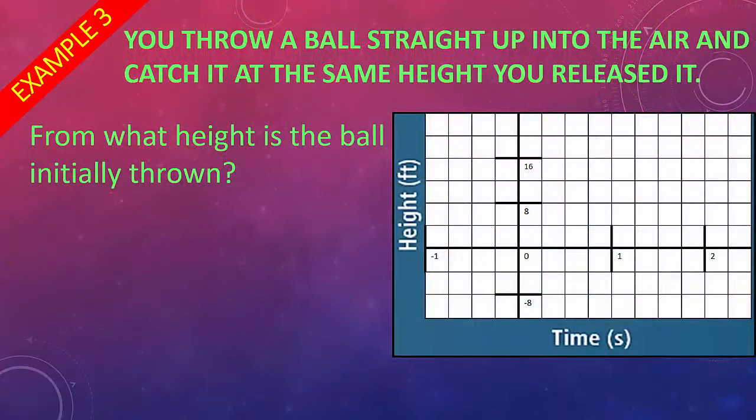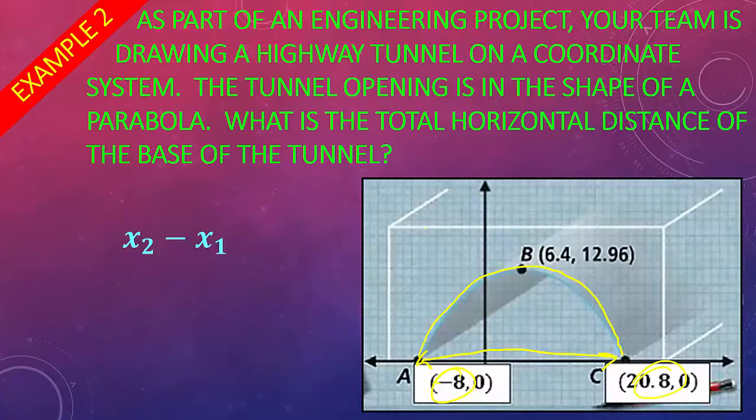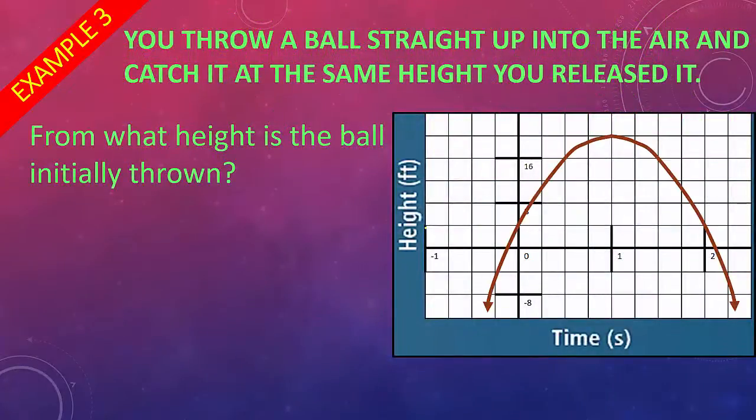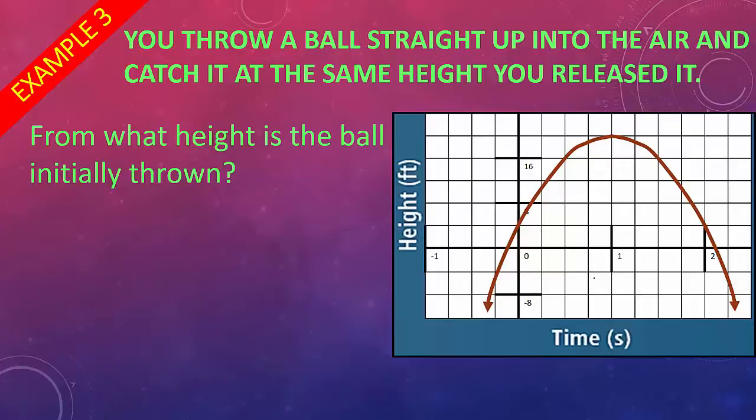All right, next example, you throw a ball straight up in the air. So basically, we're going back to this one here. So this is my rendition of the graph. From what height is the ball initially thrown? So here we need to take a look at our graph. Initially thrown, because we have to remember, our x-axis is time. Time can't be negative. So even though our graph technically does all this, time cannot be negative.